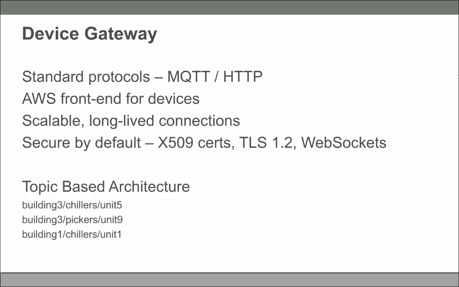Brokering messages, there's a message broker inside of the gateway that handles routing those messages, whether it be to other devices or to the rules engine. And inside of that is a topic-based architecture. So the MQTT protocol is a pub-sub architecture. And so what that means is when clients connect, they can subscribe to message topics and decide what messages they want to see. And other clients will publish to those message topics.